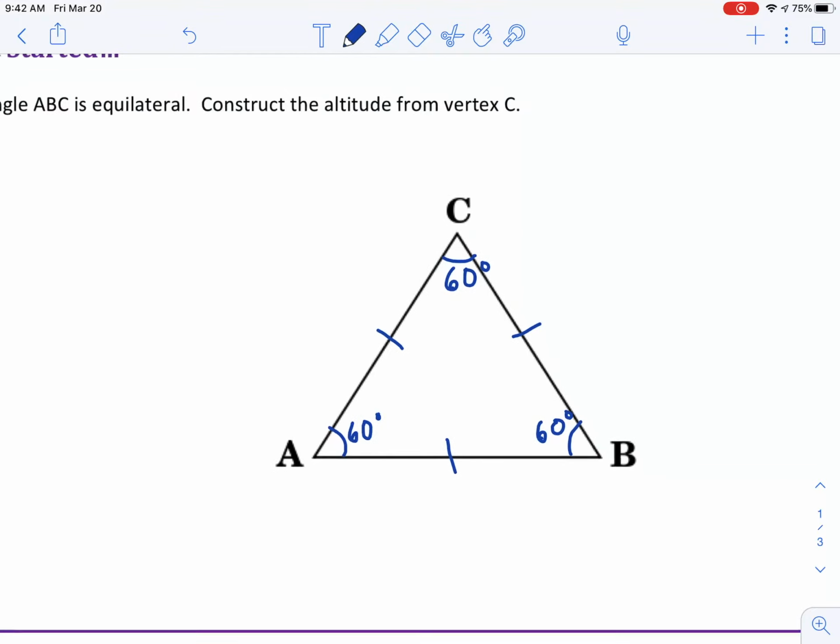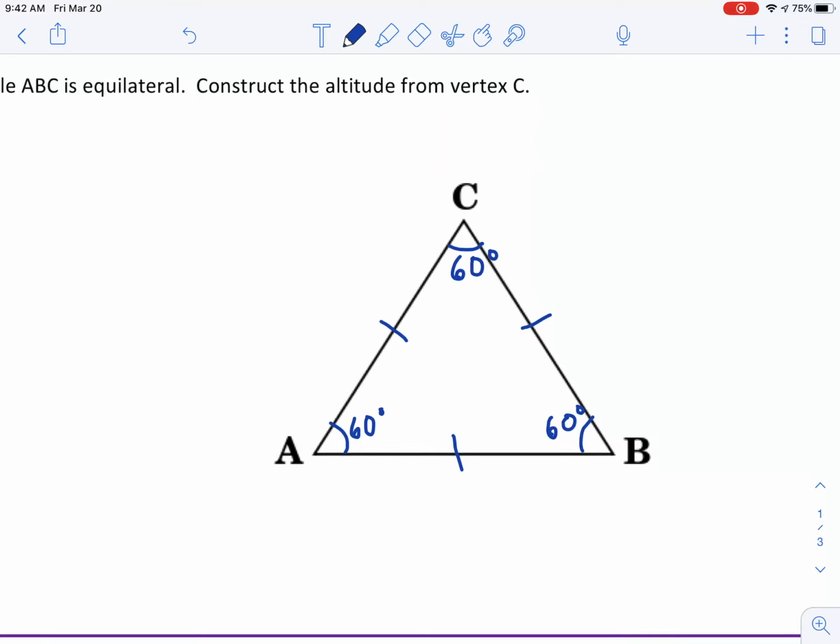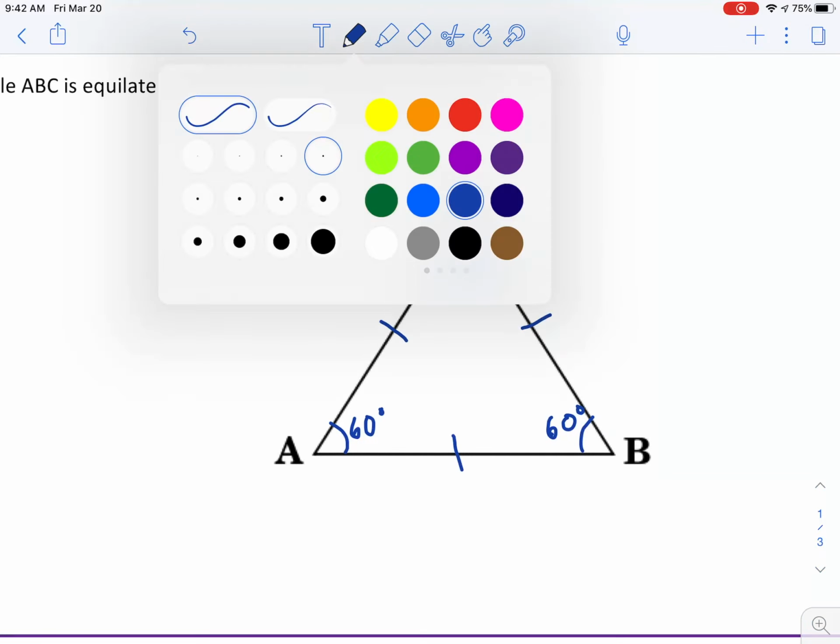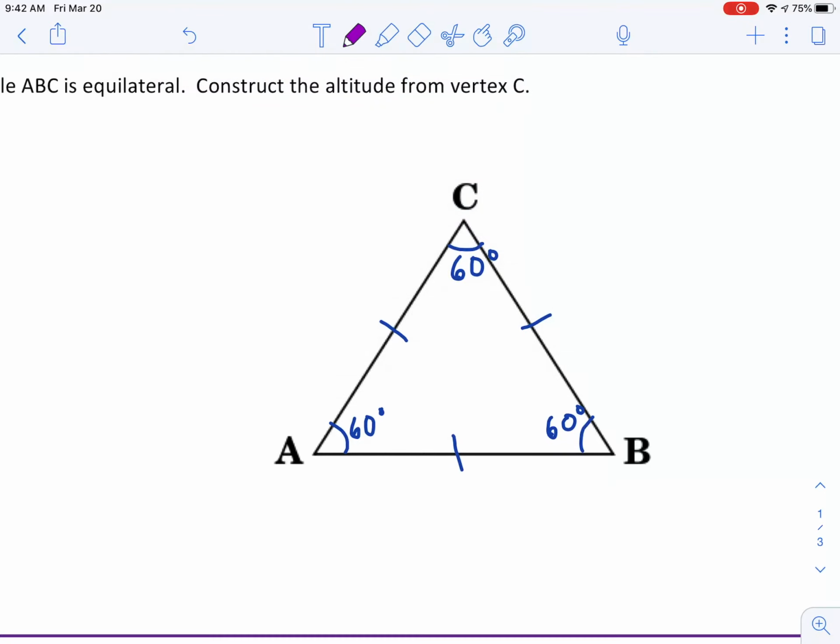And there's my equilateral triangle. Next, if we were in class, I would tell you to construct the altitude, but this does not have a piece of paper, so let's just draw the altitude. It goes from vertex C to the other side. Make sure that it's perpendicular to the opposite side. That's what makes it an altitude.